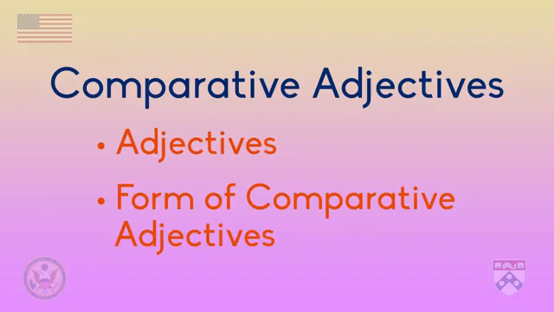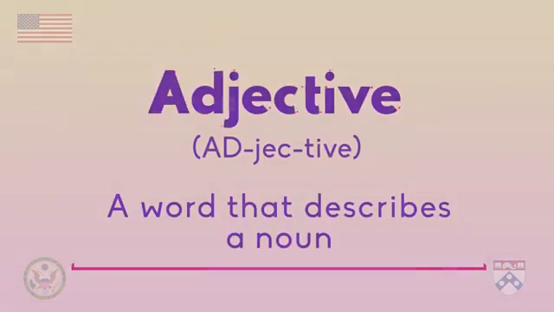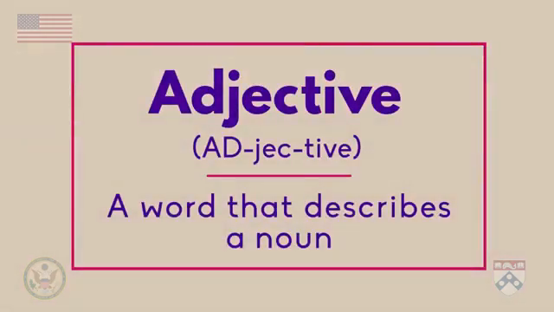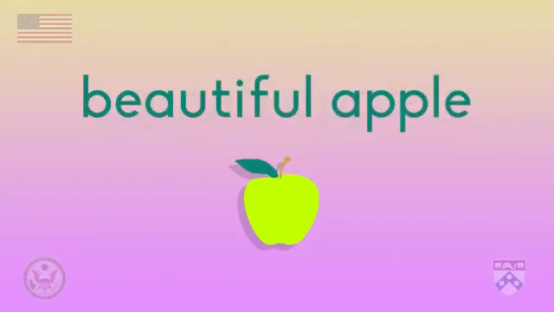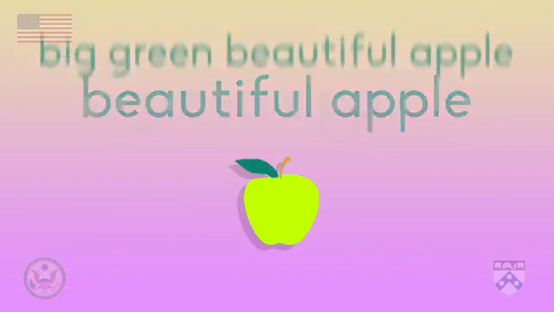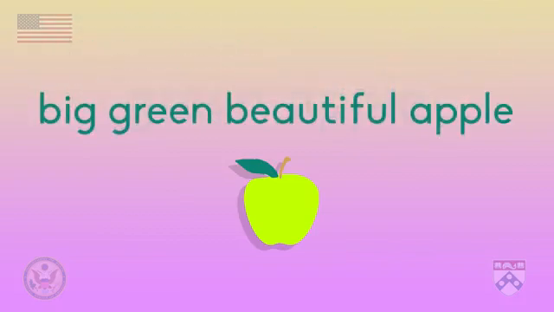First, let's define adjective. An adjective is a word that describes a noun. And a noun is a person, place, or thing. For example, if we want to describe this apple, we could say that it is a big apple, a green apple, or a beautiful apple. We could also put all this together and say it's a big, green, beautiful apple. We can see that words like big, green, and beautiful are all adjectives because they describe a thing. Later in this course, we'll talk about how to use more than one adjective at the same time.